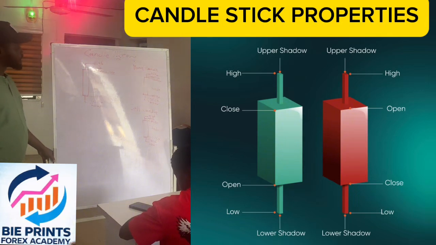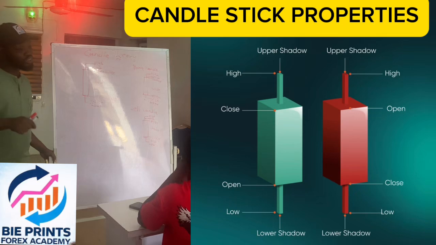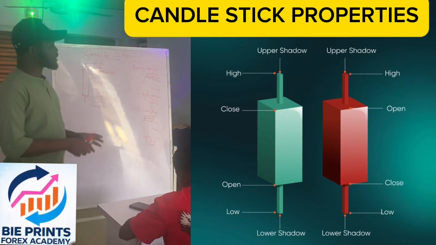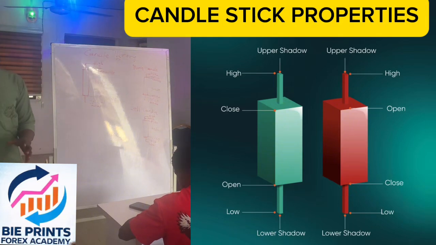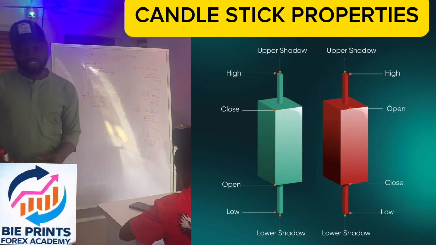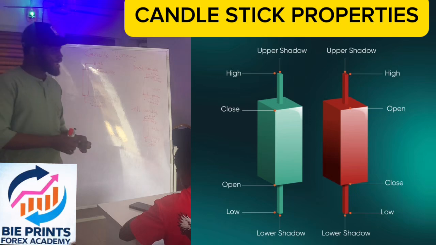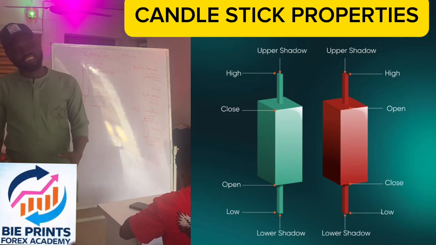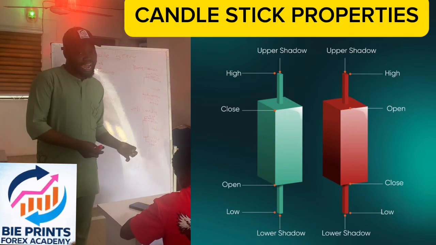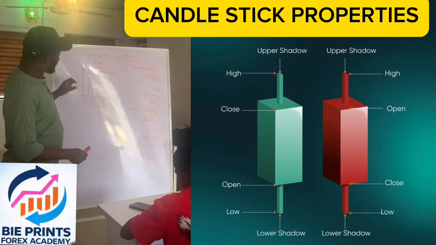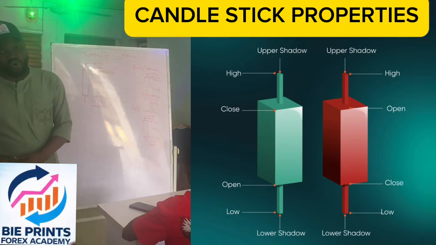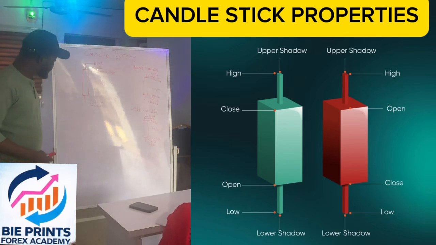Then the body indicates who is in control of the market. I told you that the market is between the buyers and the sellers. So it indicates either the sellers are in control or the buyers are in control. When I see the body, I'll know who was in control of the market. So that's what the body does.